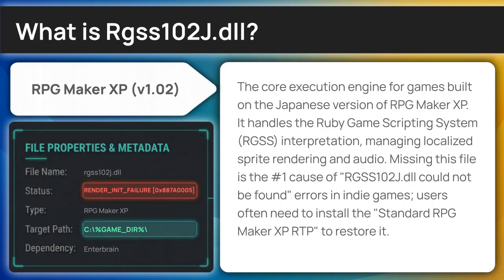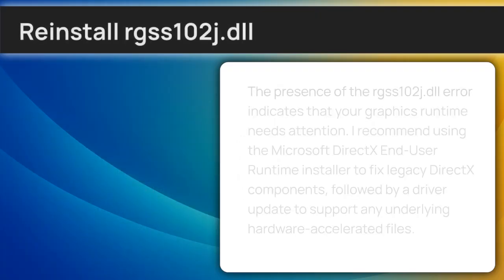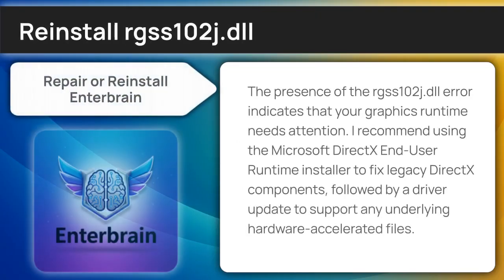Now that you know how the file works, let's focus on the how and fix the issue. The presence of the Ruby Game Scripting System 102J module DLL error indicates that your graphics runtime needs attention. I recommend using the Microsoft DirectX end-user runtime installer to fix legacy DirectX components, followed by a driver update to support any underlying hardware-accelerated files.